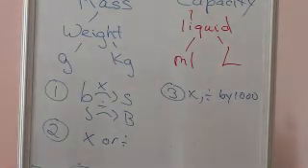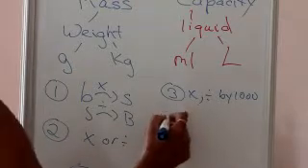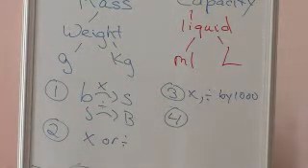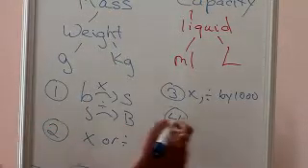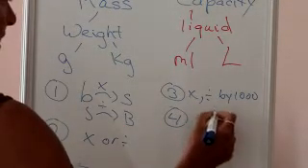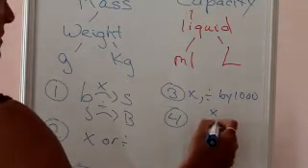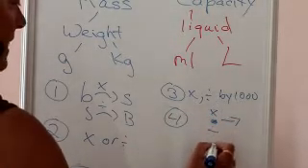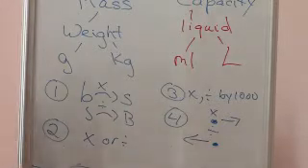Step 4 is which way am I moving my decimal point? I know when I multiply, my decimal goes to the right. When I divide, my decimal goes to the left.